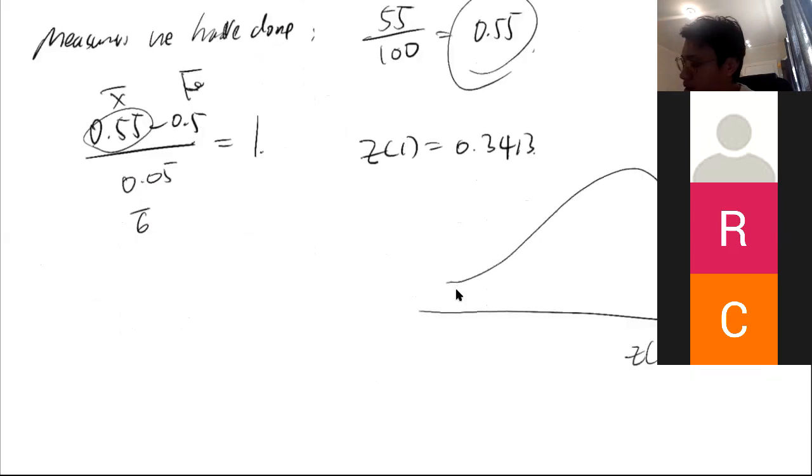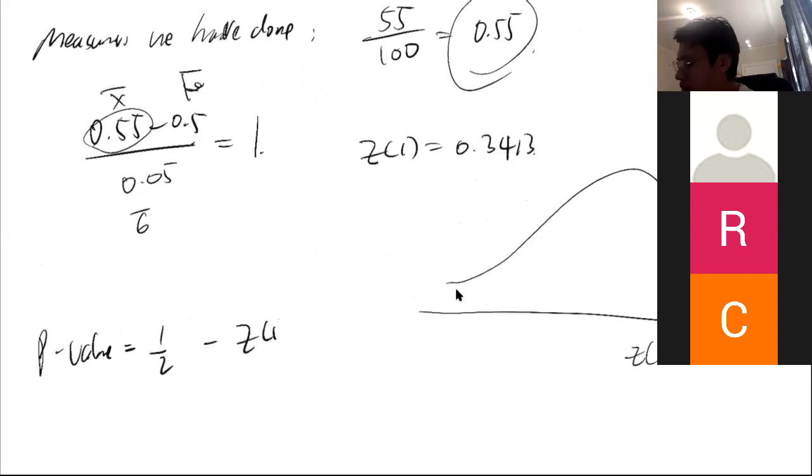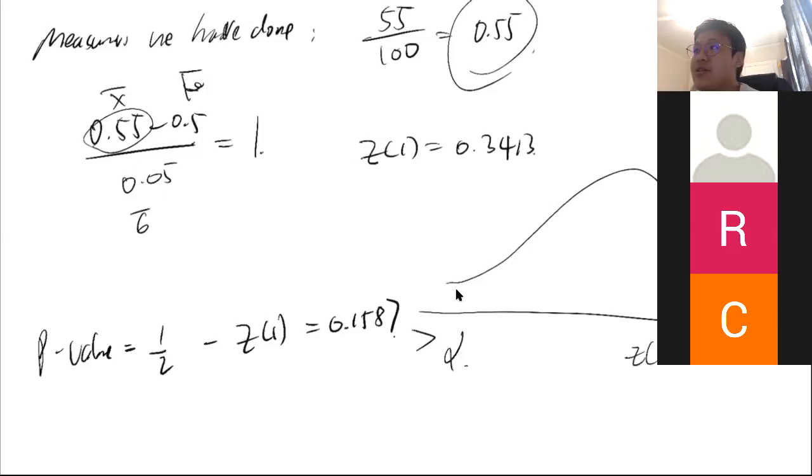So if we look at the distribution, essentially we are finding the p-value, so this is z equals 1, and the value is in this area. So that's the p-value. In this case, it is a half minus the area for z of 1, which is this region here, which is 0.1587. And we know that this p-value, 0.1587, is actually greater than our significance level alpha of 0.05.